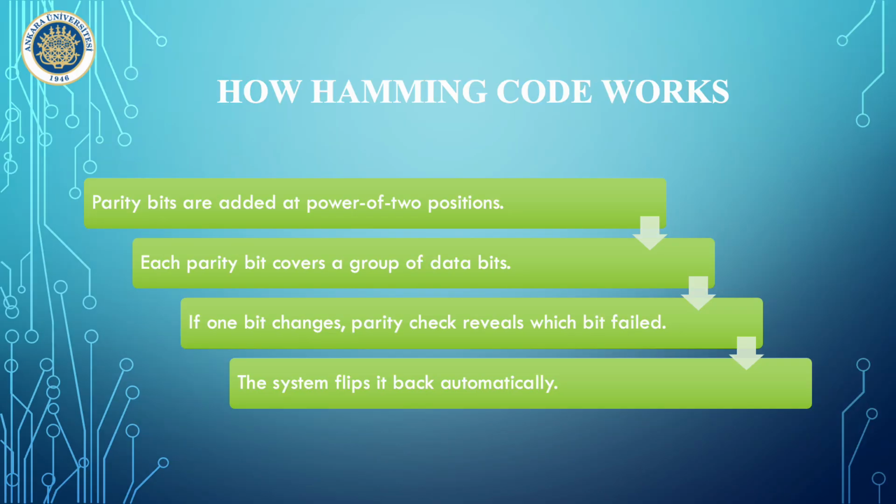Hamming codes work by adding parity bits at positions that are powers of 2, for example 1, 2, 4, 8, and so on. Each parity bit covers specific data bits, forming a pattern. When a bit is corrupted, the system checks all parity bits and calculates a syndrome value that directly points to the faulty bit. The faulty bit is then flipped automatically to restore correct data. This makes Hamming code both elegant and efficient.